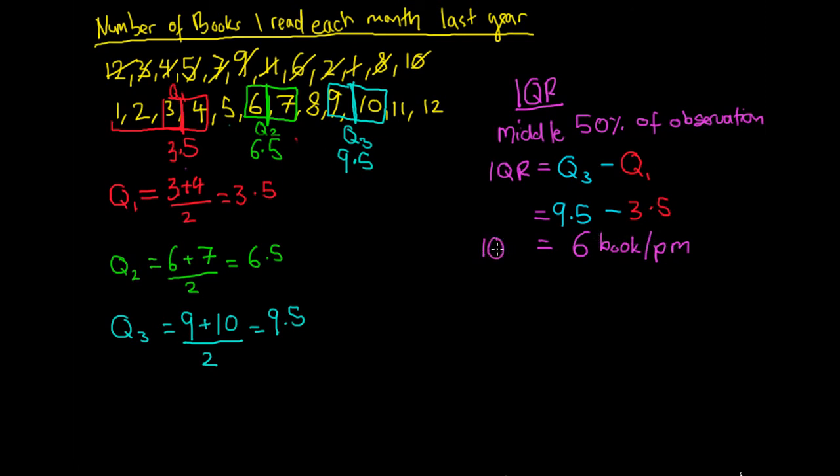That's our first principles understanding, but we can also just say that our interquartile range is equal to 6 books per month. So there we have the interquartile range.